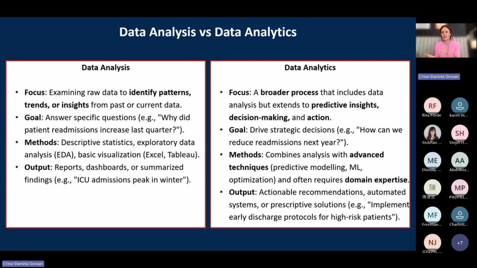Data analytics is more complex, and I'm saying these terms and the difference between them just in case you do a database search for a certain topic and you want to get more than just simple data analysis. So analytics, in addition to just basic analysis, does a lot more, does predictive insights. It answers questions like, how can we reduce readmission next year? So rather than just looking at why patient readmission increased, they can also look at what can we do to reduce the readmission. So it's a lot more complex question that could be done. And it uses machine learning models in addition to the basic statistics.